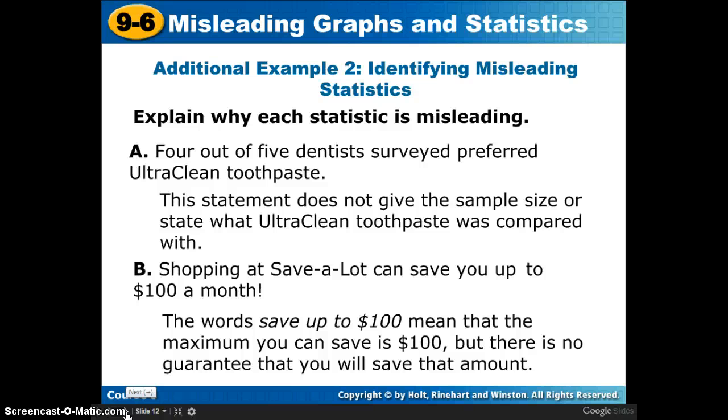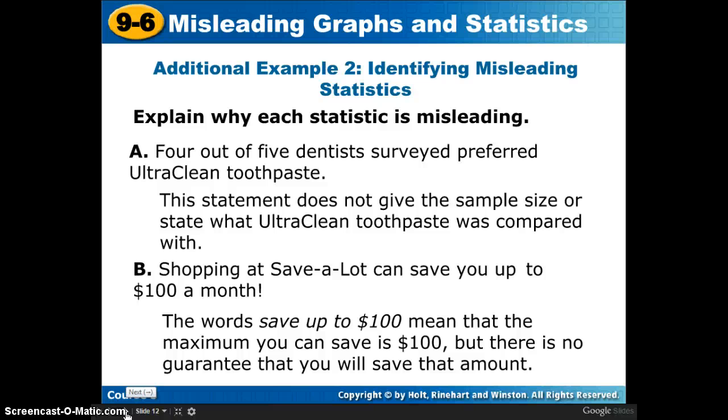Example A says 4 to 5 dentists surveyed preferred ultra clean toothpaste. It looks like almost every dentist prefers this toothpaste, but if you only survey 5 dentists and 4 of them prefer it, the next 10 dentists that you survey may say, no, I hate that brand. So again, you have to look at how many people were surveyed and what the size of the sample was.